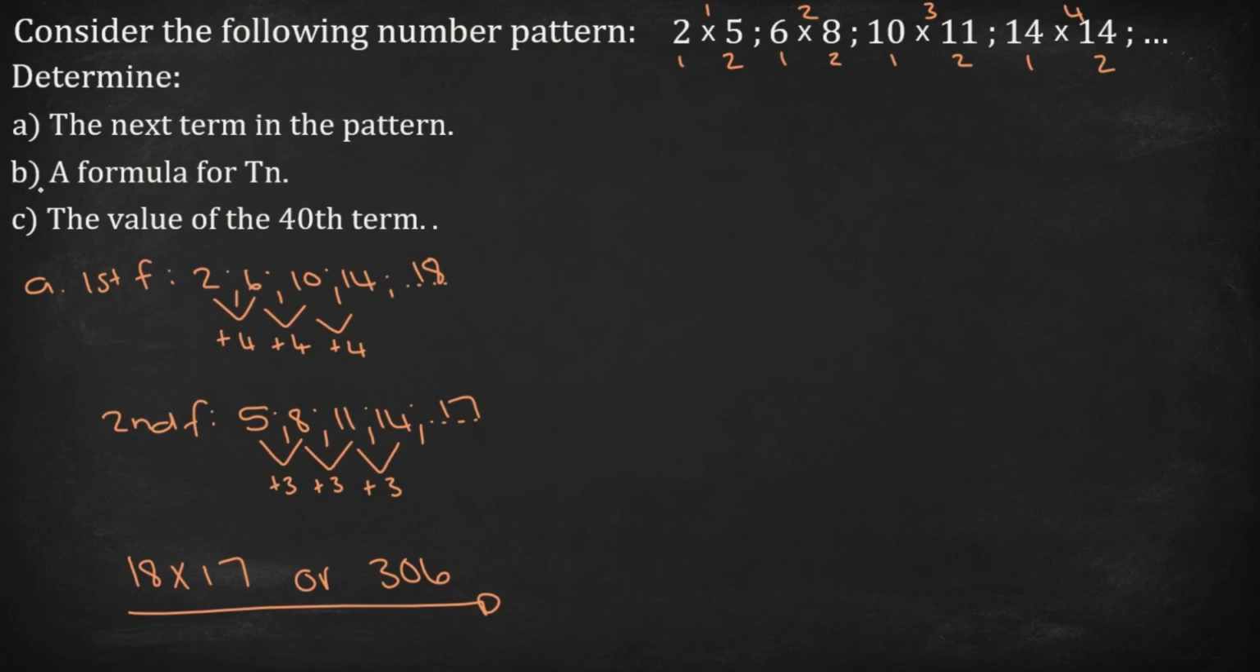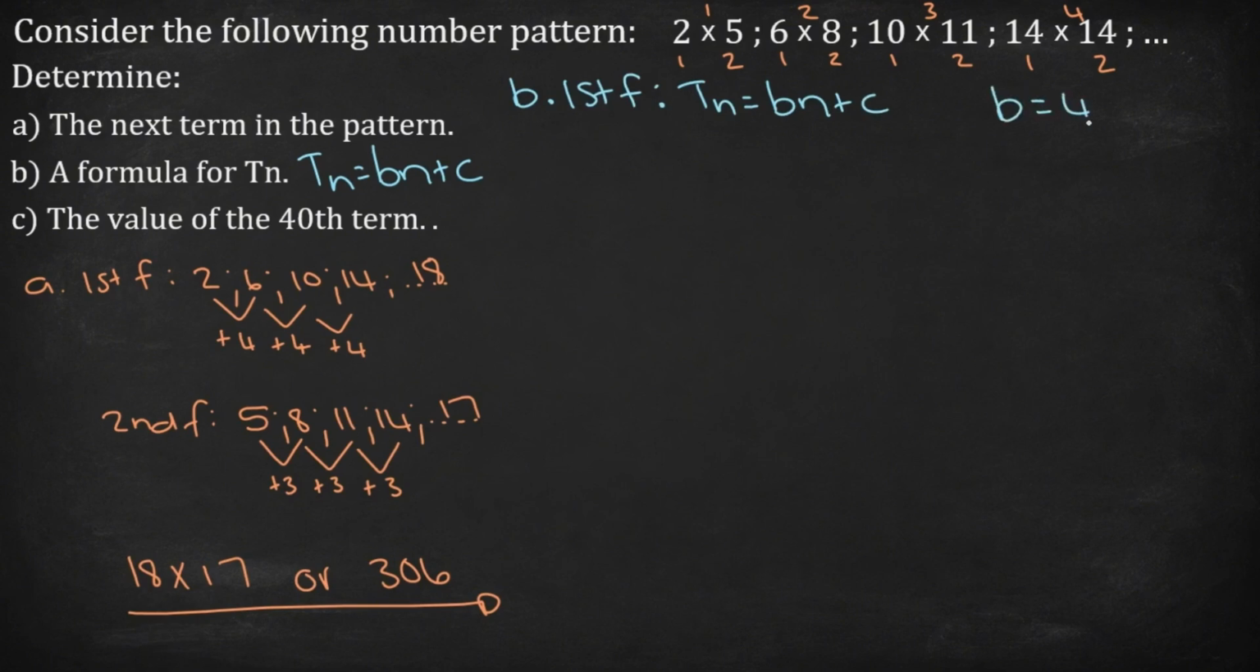Part B of the question says we have to determine a formula for Tn. Now remember, the general formula for a linear number pattern is Tn equals bn plus c. And again, for this question, I'm going to treat the first factor and the second factor separately. So let's start with the first factor. I'm going to write Tn equals bn plus c. I know that b is equal to 4 because 4 is always the constant difference.